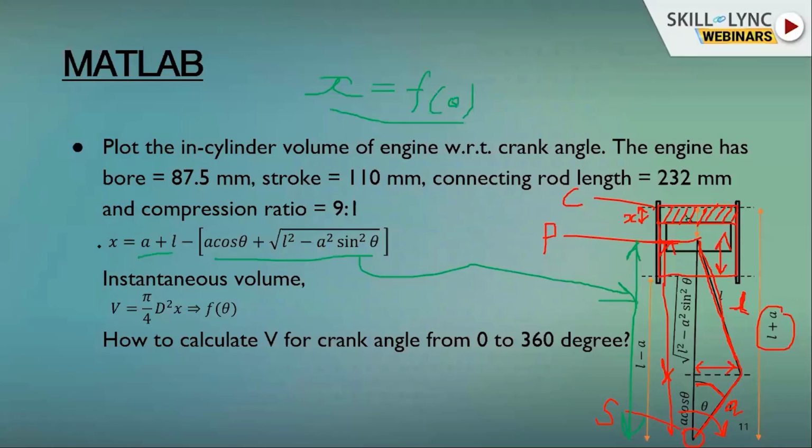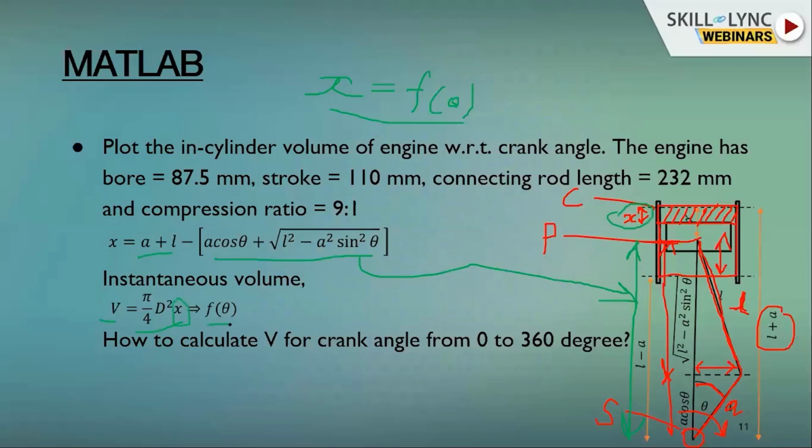Now the problem is that you should know what the volume is at every crank angle. Why is that volume required? Because you need to introduce a finite amount of fuel inside the engine. That's why you should understand how much volume is there at each crank angle. So my volume will be pi by 4 d square into x, where x is this distance. Now it is a function of theta.